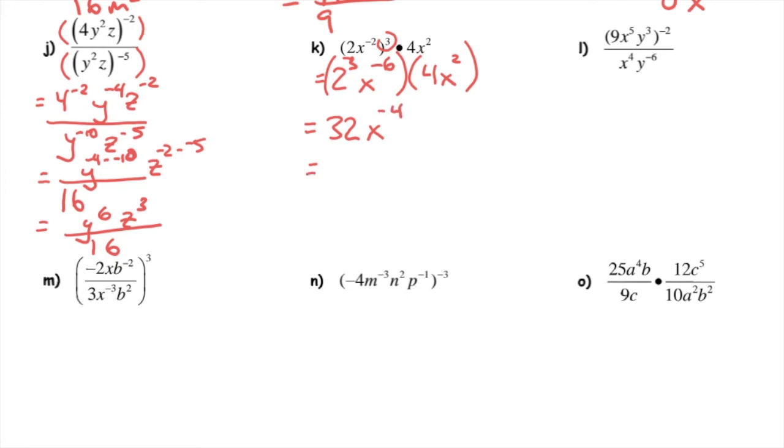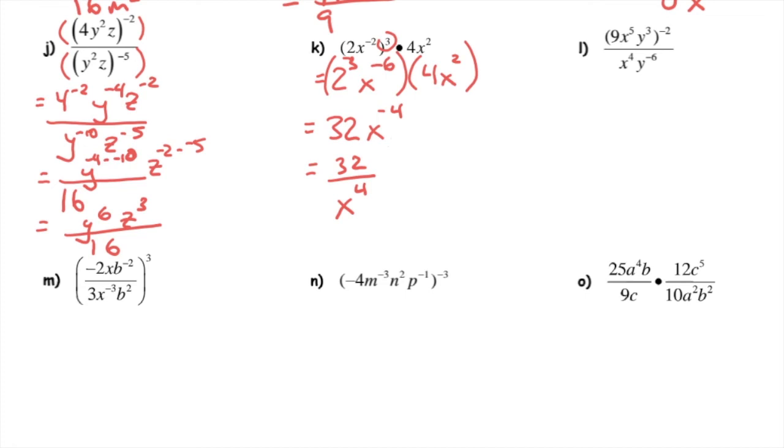And now remember how this works. That negative 4 is only an exponent on the x. So it's only going to affect that x there. So this becomes 32 over x to the positive 4. The 32 does not move. If it looked like this, it would have moved. Okay, it would have moved, but that's not what it looked like, right? Those blue parentheses weren't there. So that negative 4 in the exponent does not apply to the 32.